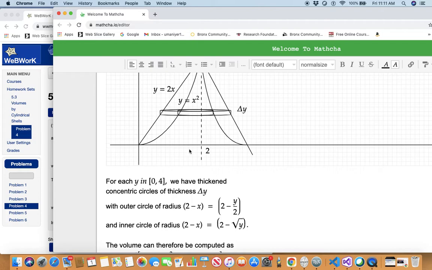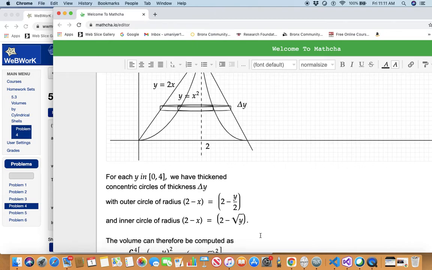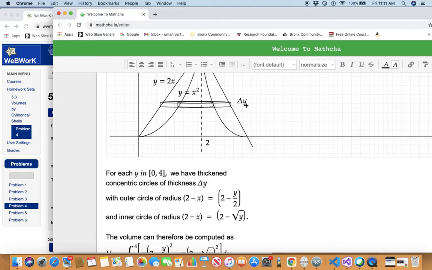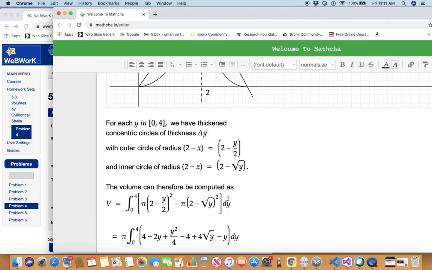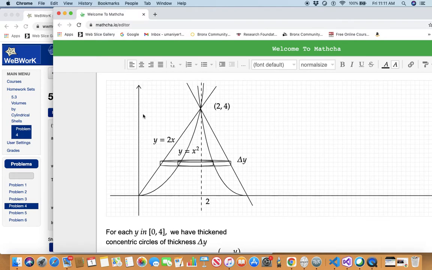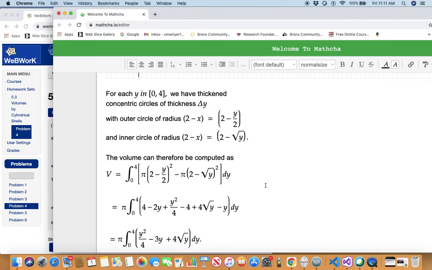The inner radius is all of 2 minus the x coordinate of the lower curve. The x coordinate is square root y, so the inner radius is 2 minus square root y. So that's your outer radius, that's your inner radius. You know you're going to integrate with respect to y, so dy. The volume is the integral from 0 to 4 of pi times outer radius squared minus pi times inner radius squared.